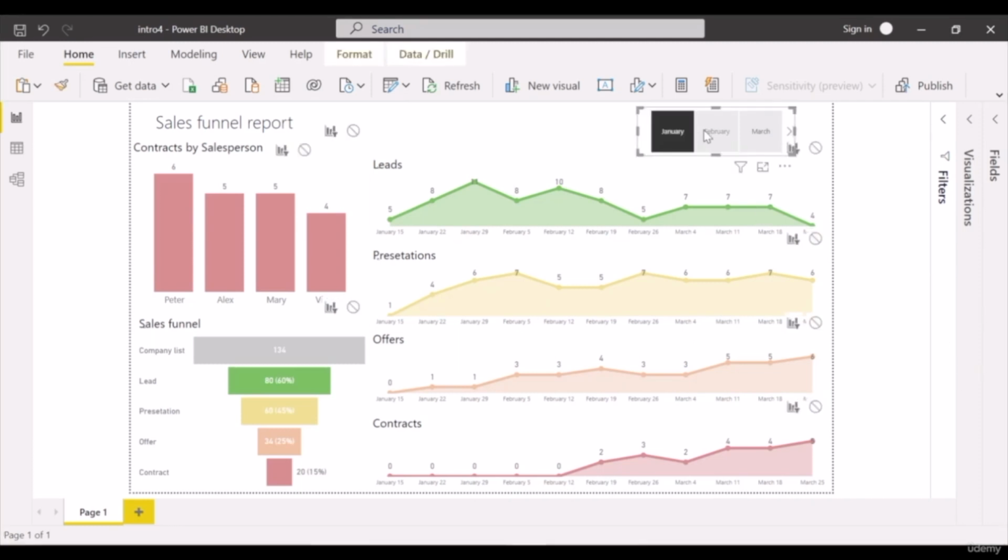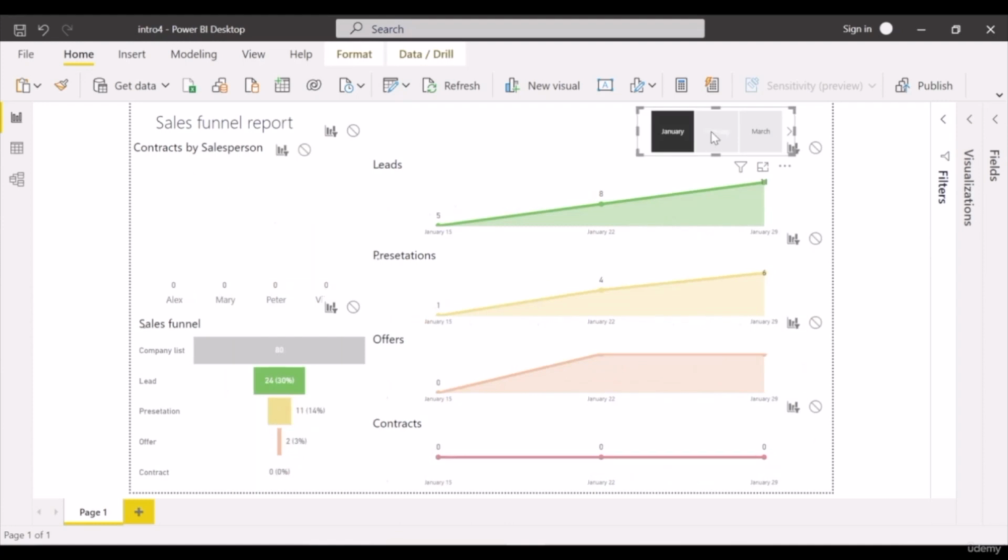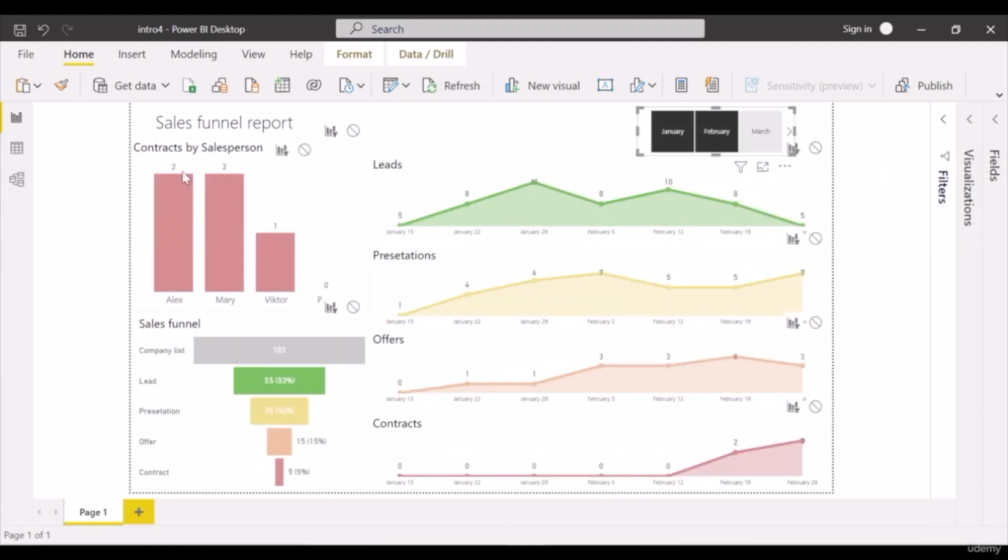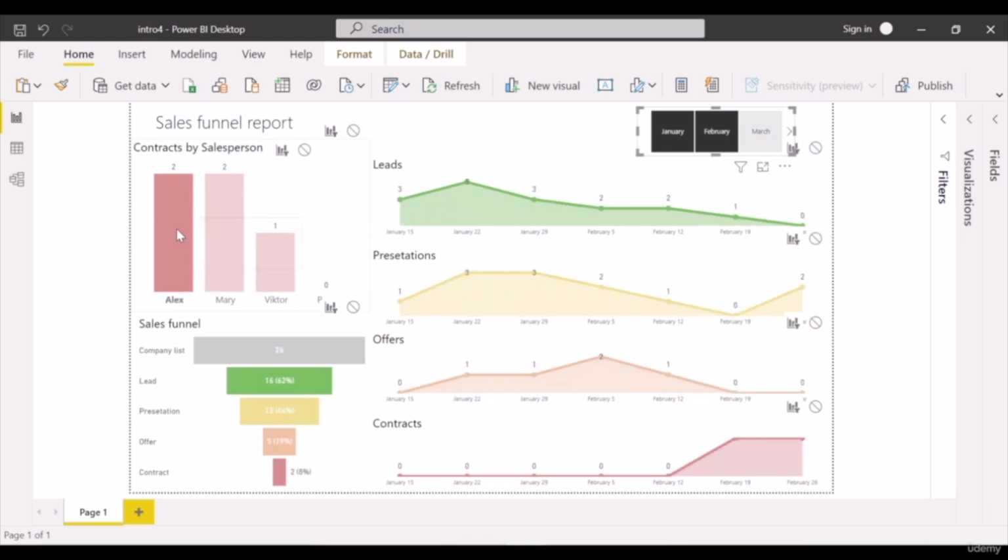During the first 2 months, Alex signed 2 contracts. Mary also 2, Victor 1, and Peter no one. Let's discuss Alex's result. Click on Alex and see how the funnel changed. What we can see: he signed 2 contracts. His conversion is 8%. However, he stopped making offers and didn't lead new customers.